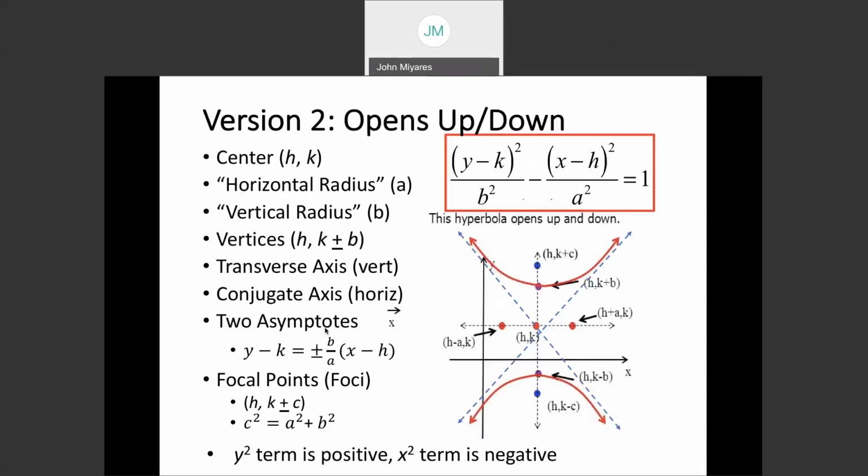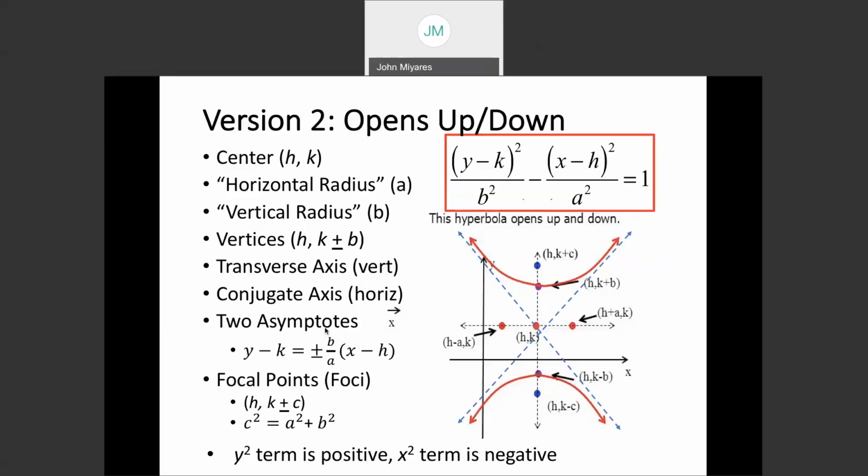Now, the second type of hyperbola is one that opens up-down, and its equation is given here as y minus k quantity squared over b squared minus x minus h quantity squared over a squared equals 1. As you can see, the main difference is in the order of the subtraction, but otherwise, many of the properties are going to be the same. The center point will still be at h, k. We can still mark the horizontal radius as a and the vertical radius as b.